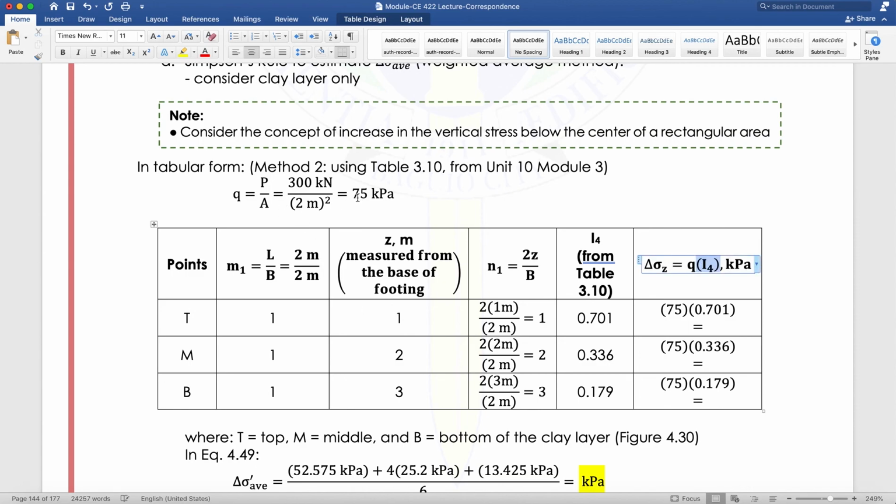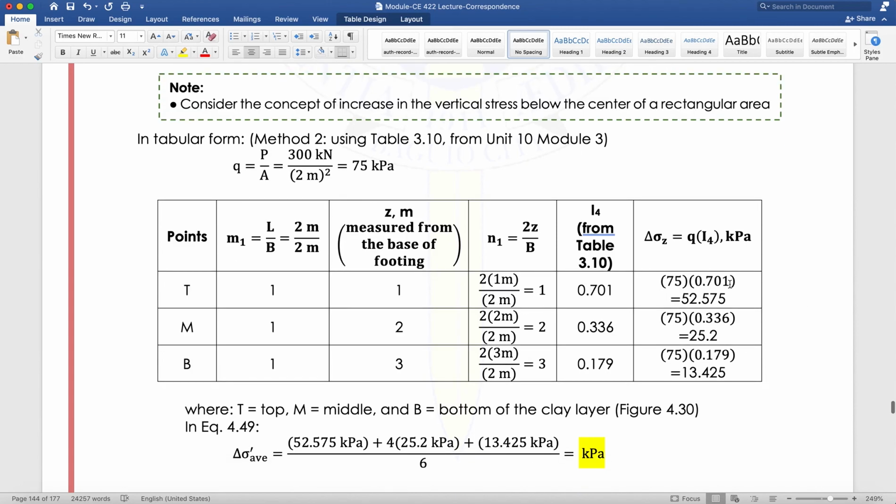Okay. Now to determine our delta sigma z, we simply multiply q by its I4. So our q is 75 times 0.701. This is equivalent to 52.575 kilopascals. Next, we have 75 kilopascals times 0.336. This is equivalent to 25.2 kilopascals. And lastly, we have 75 kilopascals times 0.179. This is equivalent to 13.425 kilopascals.